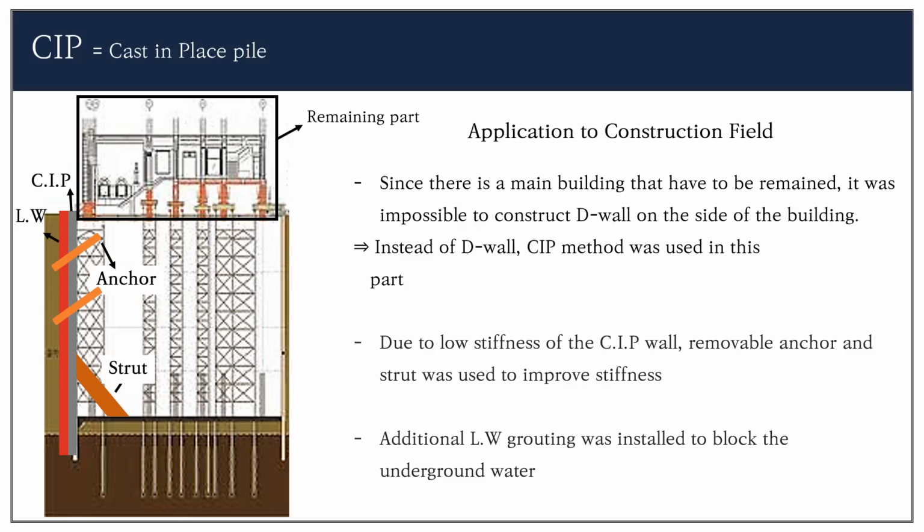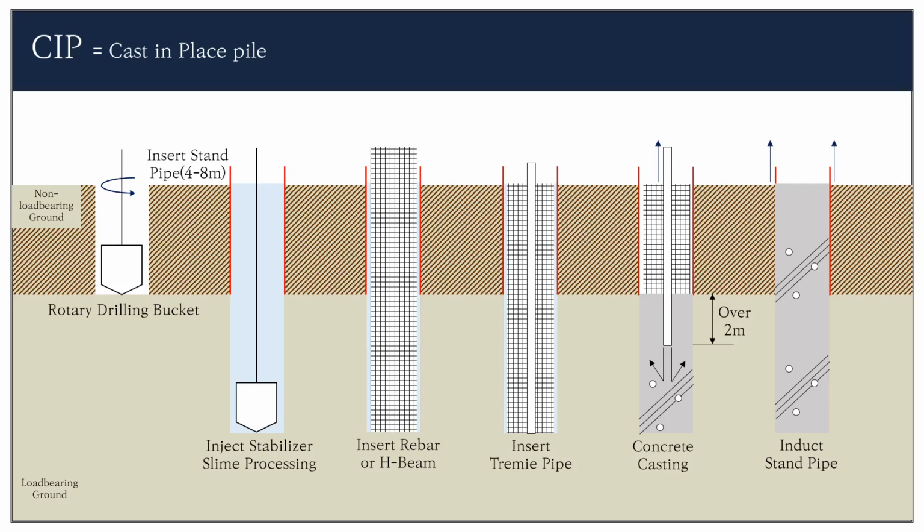Due to low stiffness of the CIP wall, removable anchor and strut were used to improve stiffness. And to block the underground water, additional LW grouting was installed. CIP pile installing sequence is as follows. First, use a drill to drill holes to a certain depth and then drain the soil. After that, inject stabilizer and insert rebar or H-beam and cast concrete or mortar in the hole.